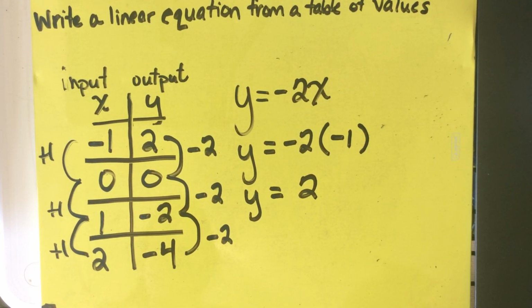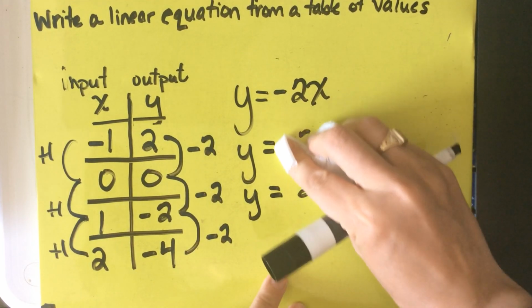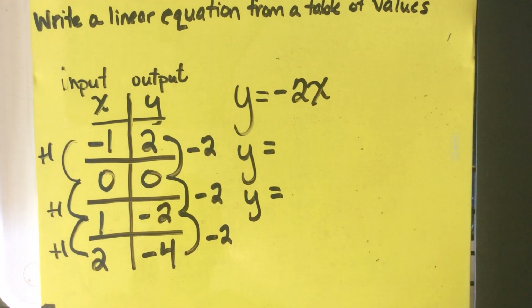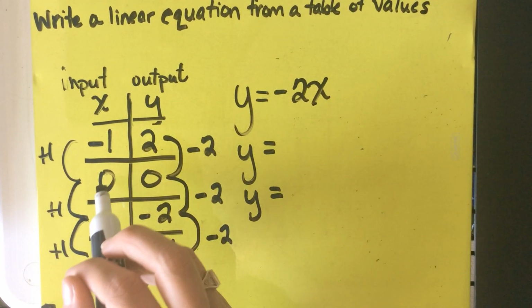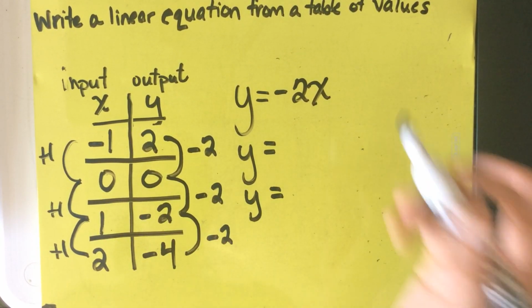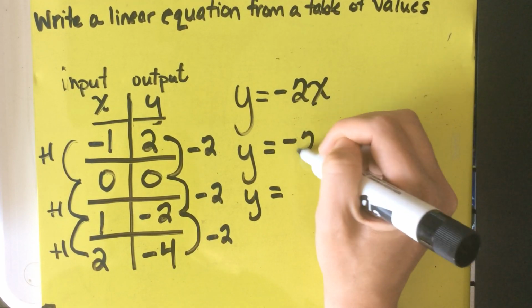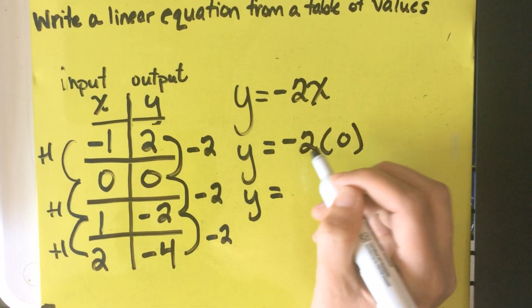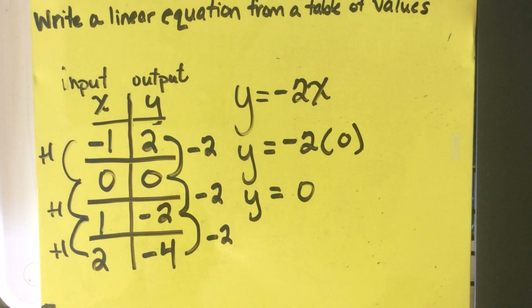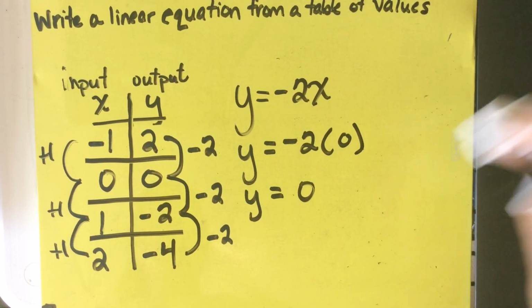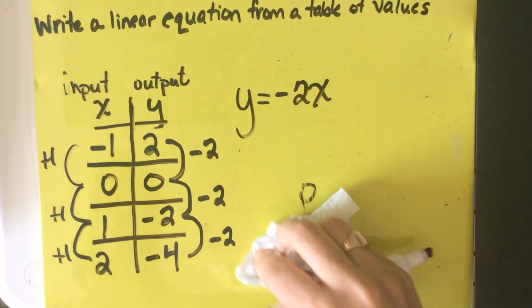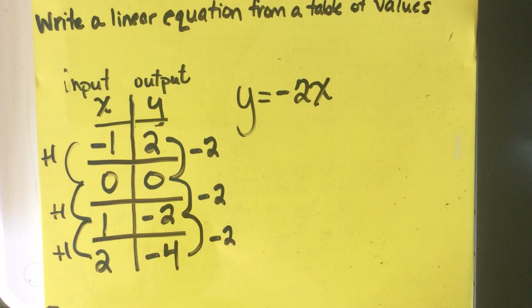Okay, that is my equation. I don't need to add anything to it. So I can test it out again with another one just to see. If I put in a 0, I should get an answer of 0 for my y. So negative 2, I substitute in 0. Negative 2 times 0 is 0. So there's my answer. Y equals negative 2x is my equation for a line.